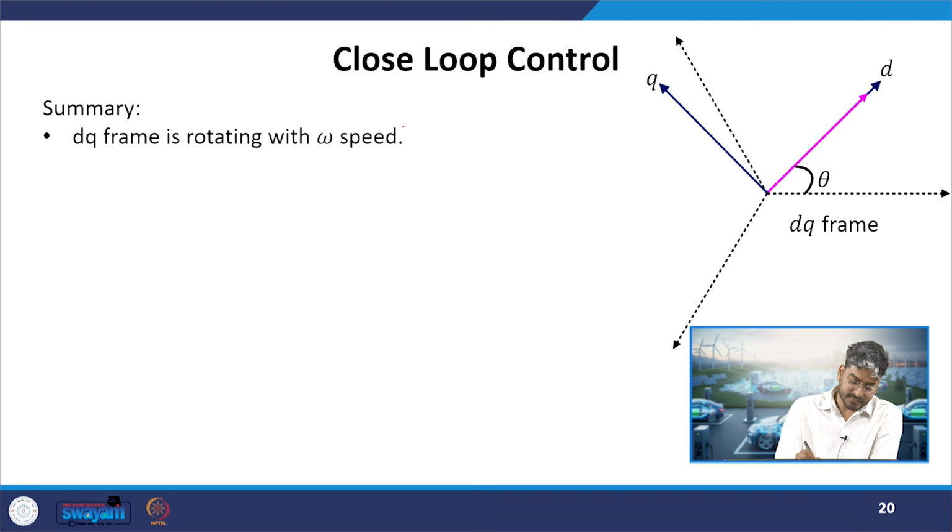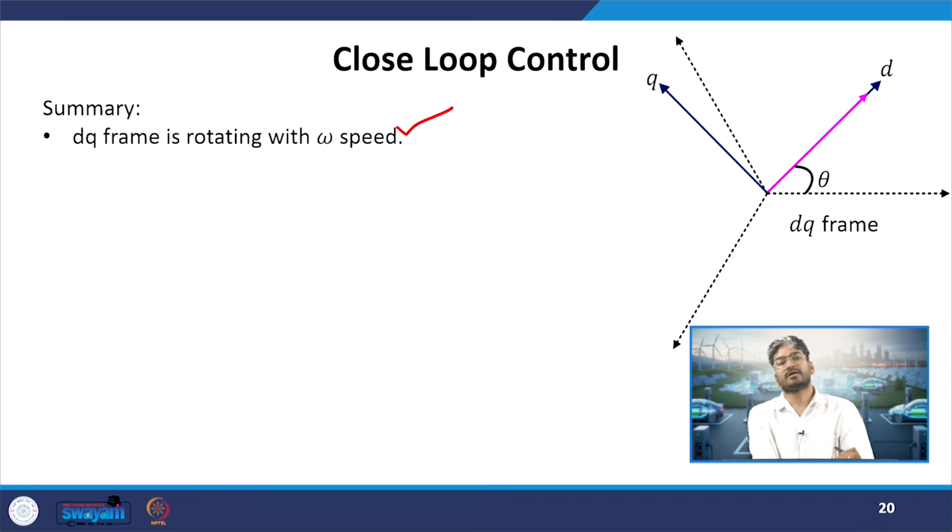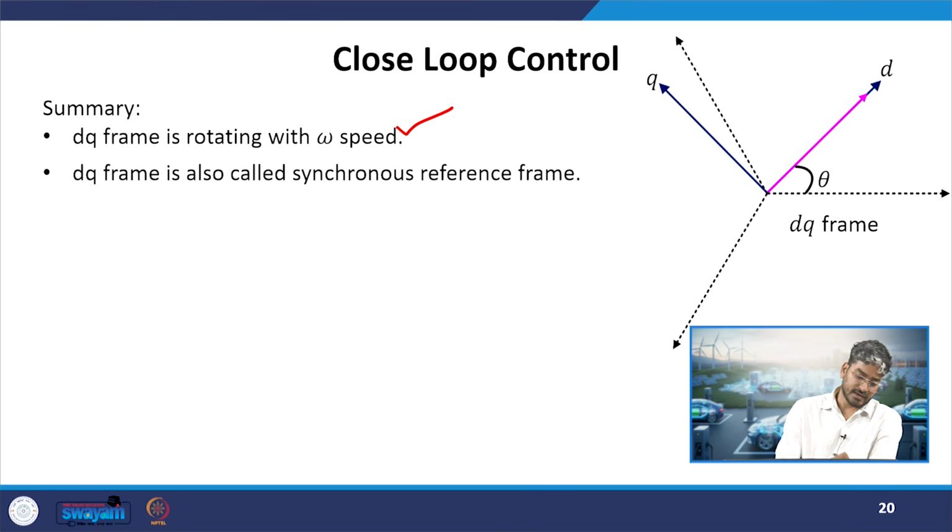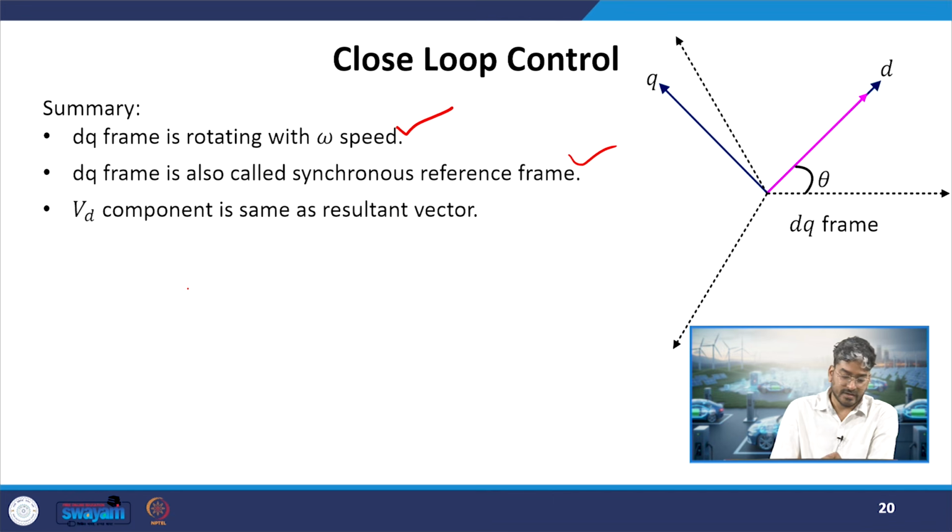Now in this DQ frame, we have already discussed that it is a rotating reference frame. It rotates at a speed of omega t, and the DQ frame is also called a synchronously rotating reference frame. Why? It runs at the same speed as our supply voltage. So we say that it is a synchronous reference frame, and the Vd component is the same as the resultant vector.